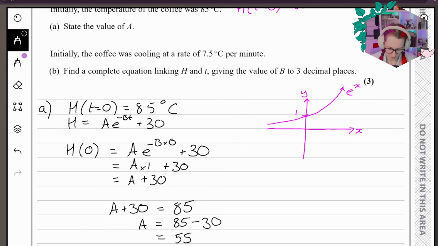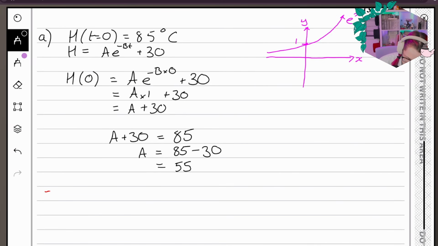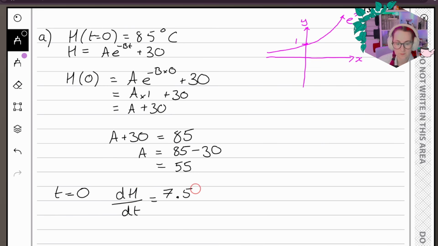Okay. And then we get the information. Initially, the coffee was cooling at a rate of 7.5 degrees per minute. So when T equals 0, initially, the rate the coffee was cooling, so the change in temperature over time, was 7.5 degrees.